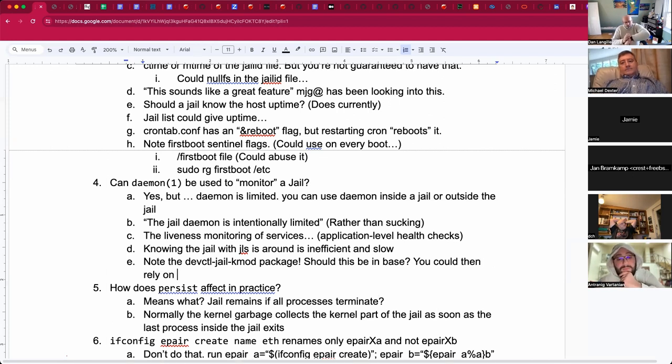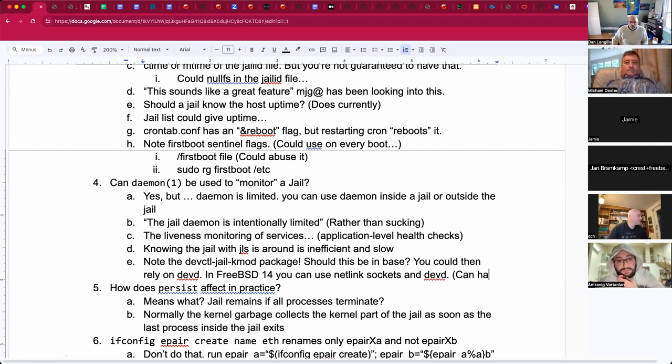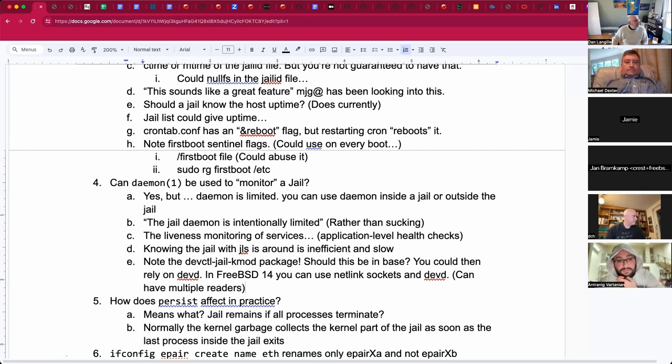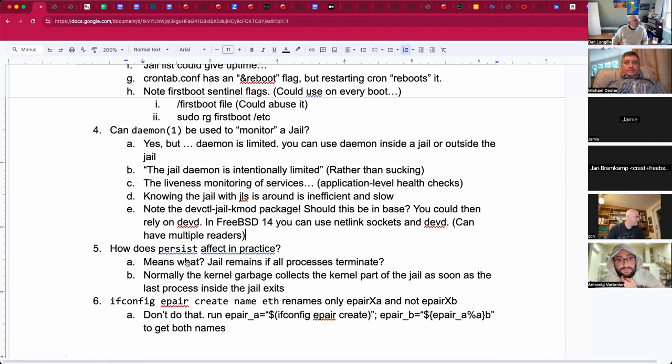In FreeBSD 14, you can also use netlink sockets, because the devctl messages can also be read, for the first time ever, by multiple readers, not just a single host devd, using netlink generic system event sockets. The downside is that these are just best effort. So if you're too slow to consume a jail state notification, you just get a notification that you have lost a message or multiple messages, and then you have to run the equivalent of JLS once to get up to date again. Yeah, to sync back with it. Yes, it's a typical problem. As an Erlanger, we run into these things.